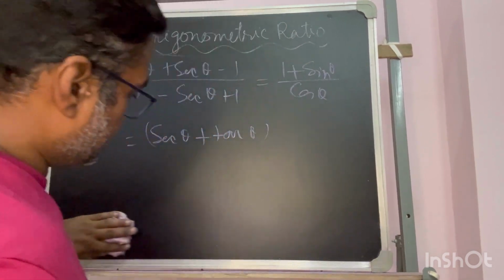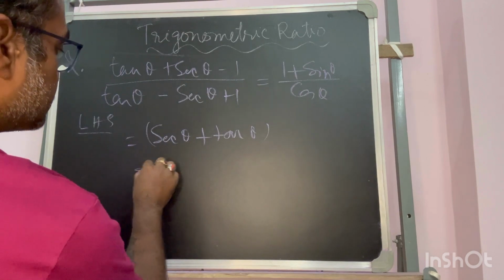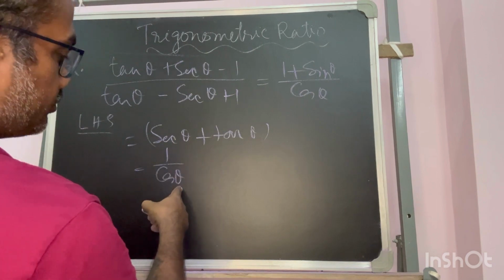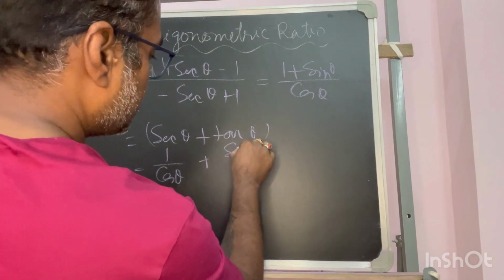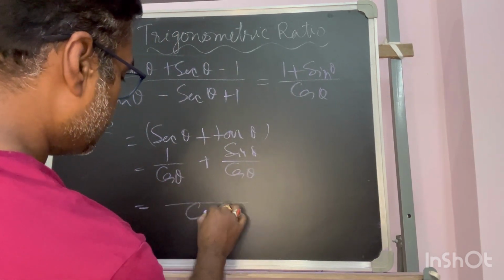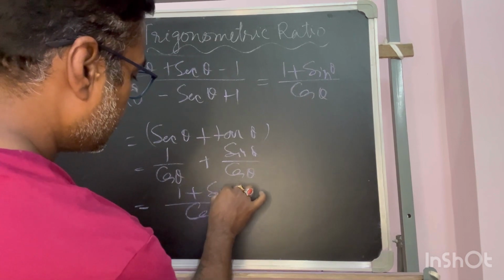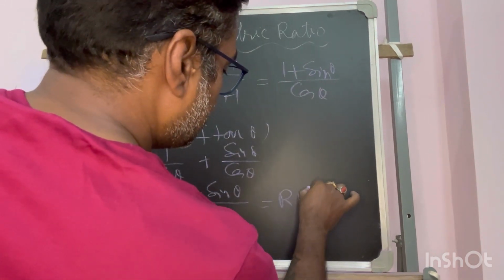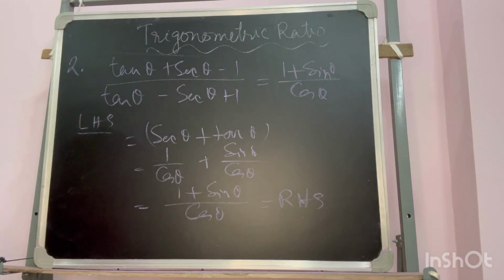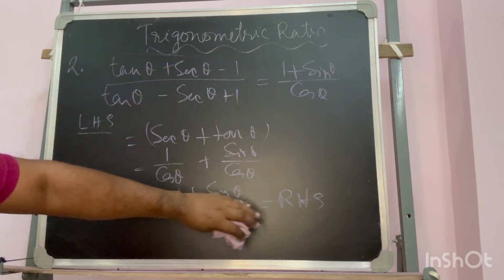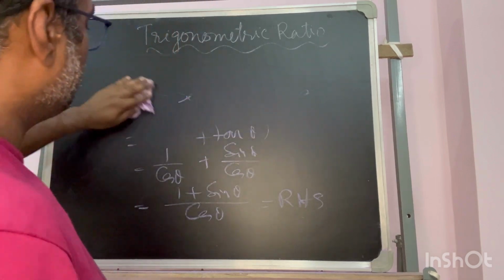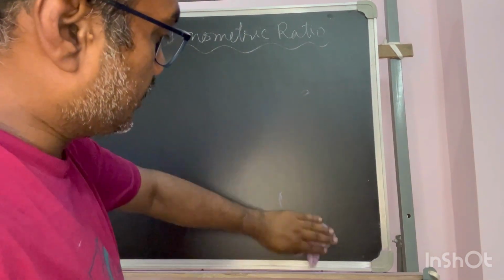Okay, so if it is so, will it not match? If I convert sec theta into 1 by cos theta and tan theta into sin theta by cos theta, and take the LCM cos theta, it will give you the right hand side. So this proves that this is equal to this. So a bit tricky, but this kind of idea definitely will come if you practice more. Okay.